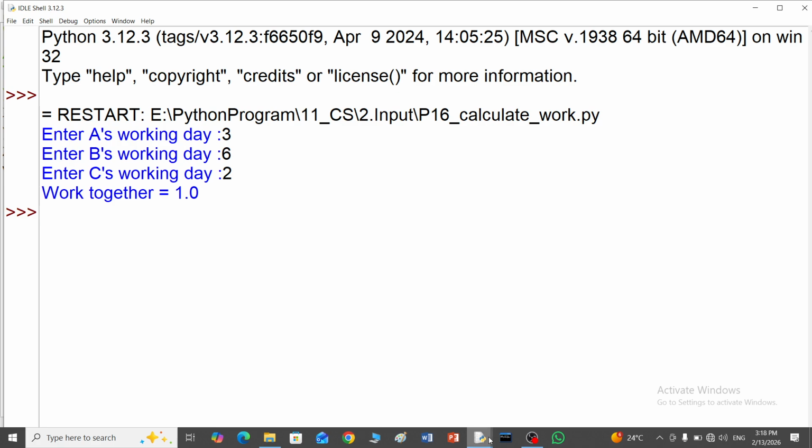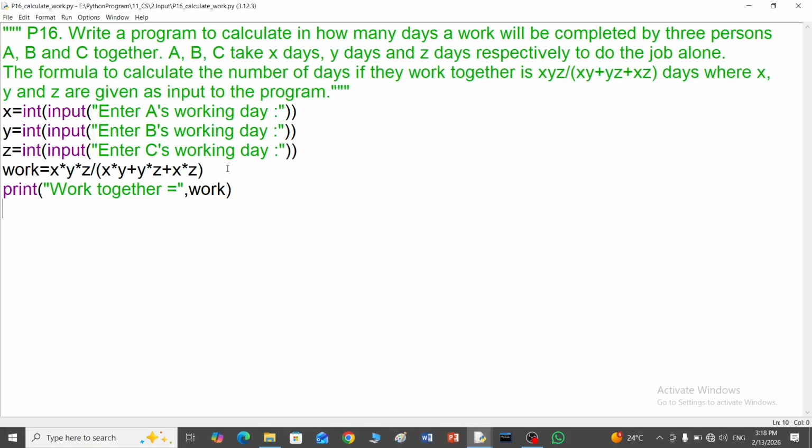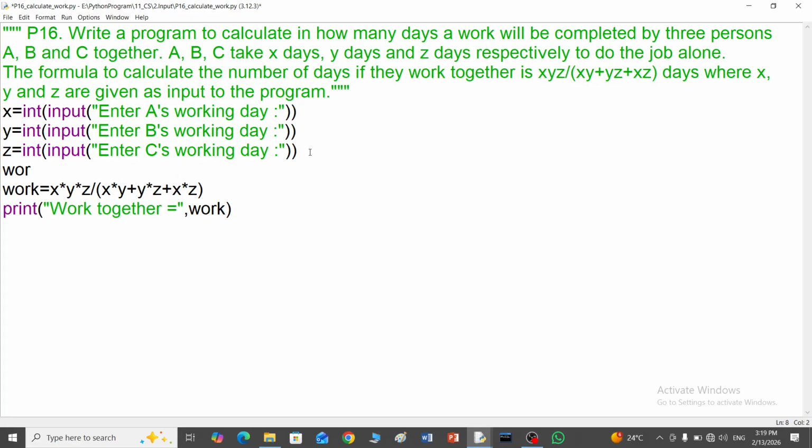Okay. Now, if just like the formula is given, XYZ divided by XY plus YZ plus XZ as written, if I write the same as it is, just check it. Okay. Same, we will write it here. This one I am giving to the comment section. Okay. Let me check whether the program will run or not.